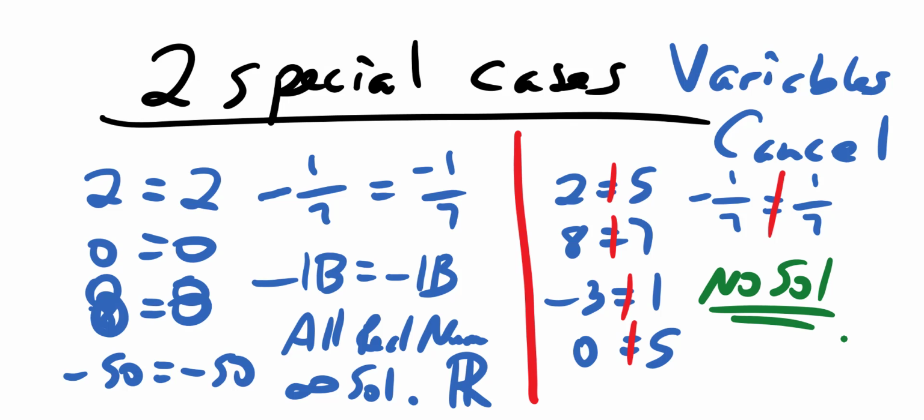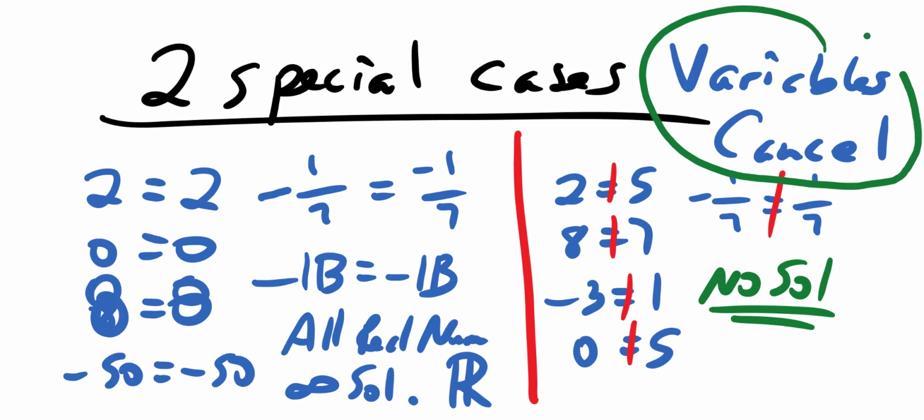But again, I cannot stress that enough. The variables need to cancel. If they don't cancel, you cannot answer it like this. If the variables don't cancel, it's like yesterday's notes. X equals 5, X equals 7, X equals 1.2 billion, whatever.